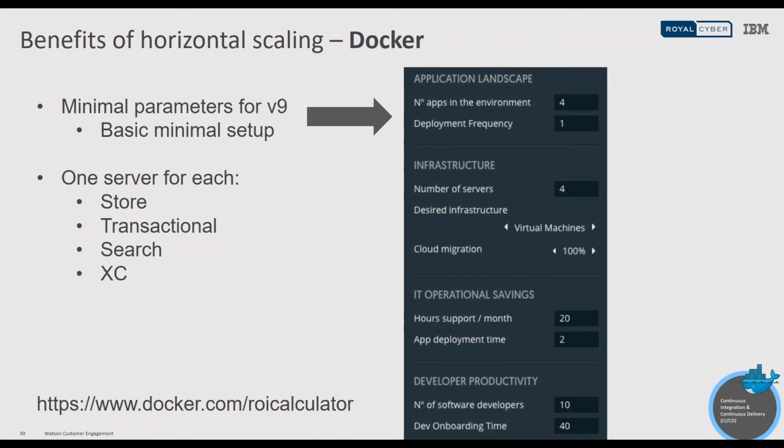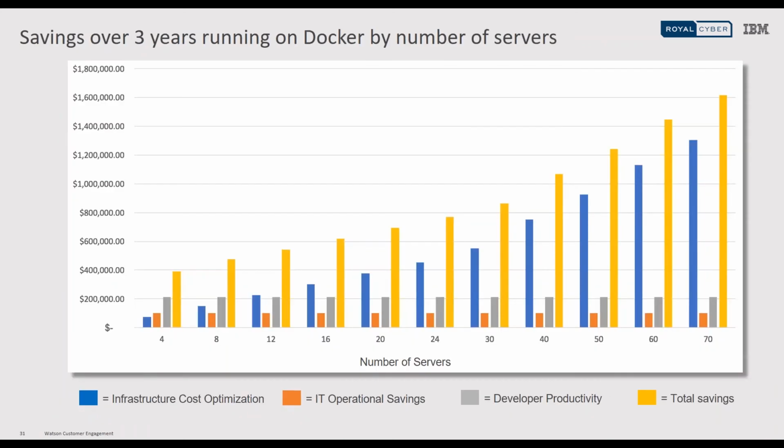And it tells you the total IT operational savings that you will make. You only need to spend 20 hours each month to maintain these servers. Deployment time has been reduced to 2 hours. The maximum number of developers you might need is 10. And if you want to expand that team, all you need to do is spend 40 minutes for a new developer to be onboarded.